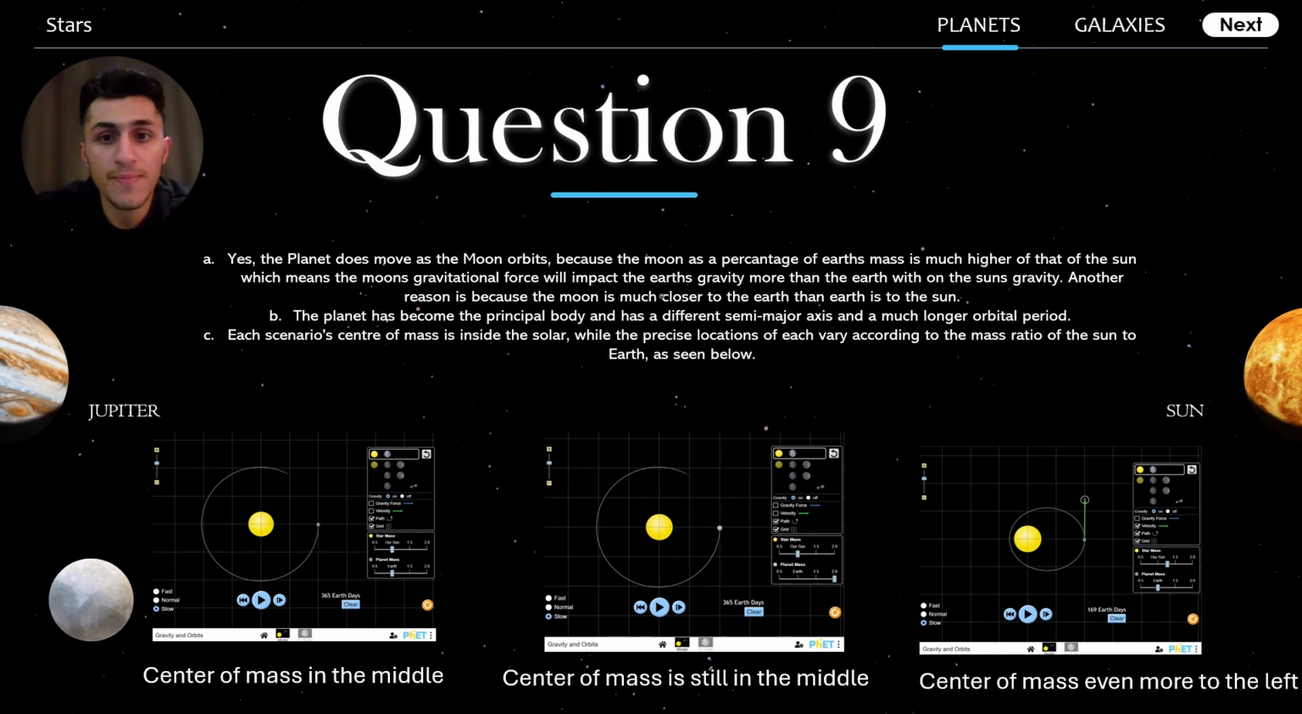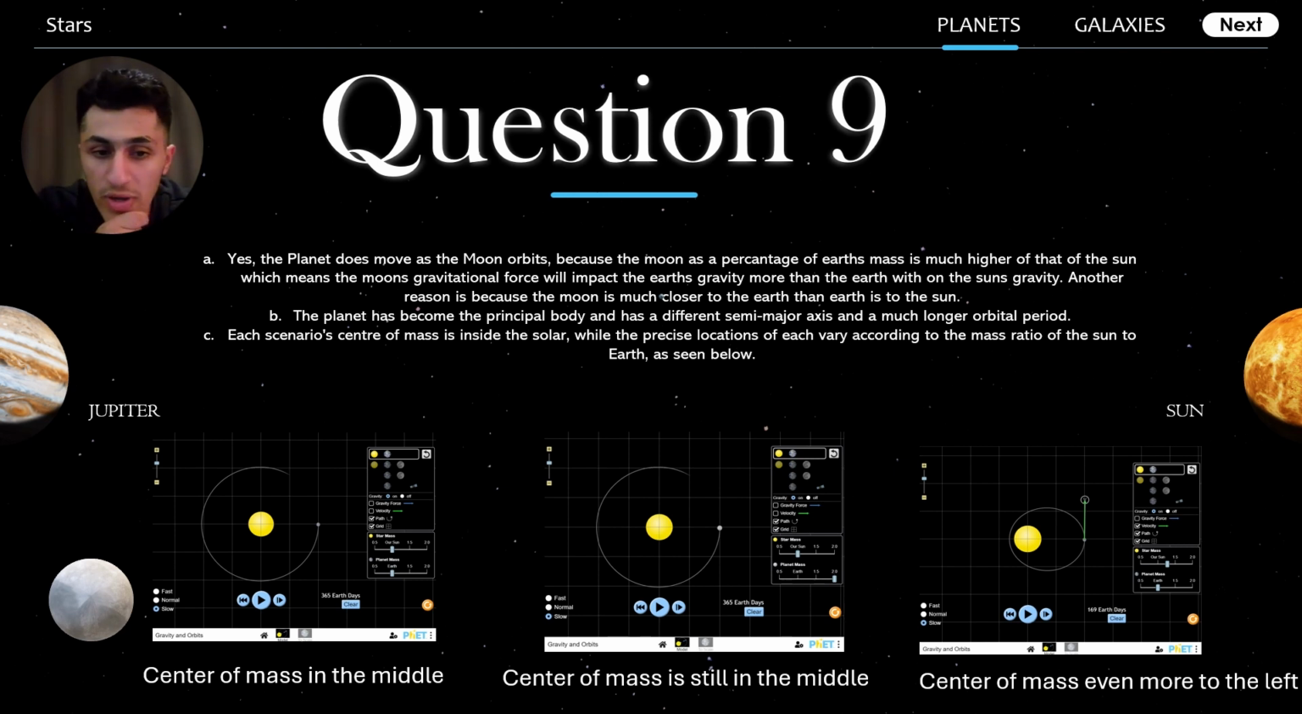The planet has become the principal body and has a different semi-major axis and a much larger orbital period. That's the answer to question B. In question C, each scenario's center of mass is inside the Sun, while the precise locations of each vary according to the mass ratio of the Sun to the Earth, as seen below.